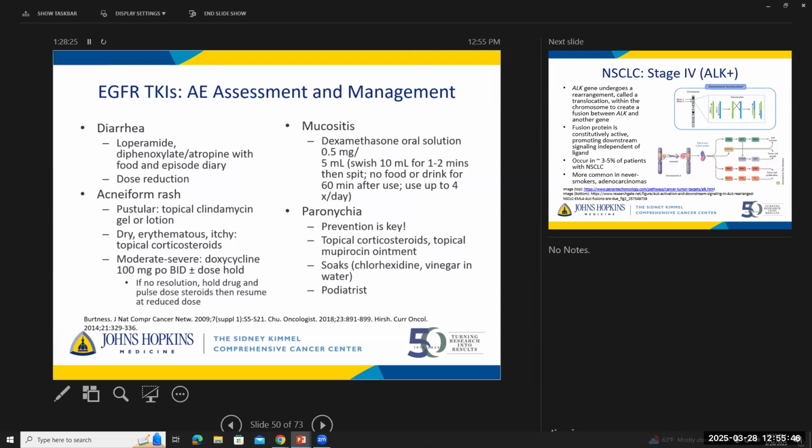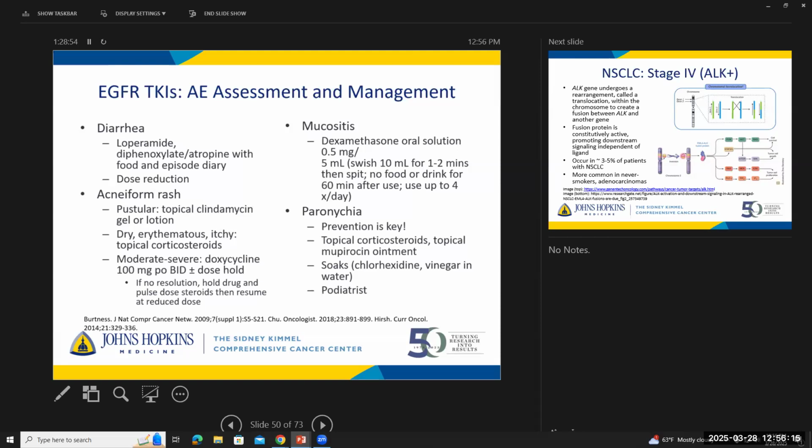For diarrhea, we can use OTC anti-diarrhea agents like Imodium, and we can use things like Lomotil, which is prescription, if the diarrhea is not relieved with Imodium. If the patient's been using anti-diarrheal agents and they're still having multiple stools a day and at risk for becoming dehydrated, we can dose reduce the EGFR inhibitor. So for osimertinib, which is typically started at 80 milligrams per day, we can reduce the dose to 40.